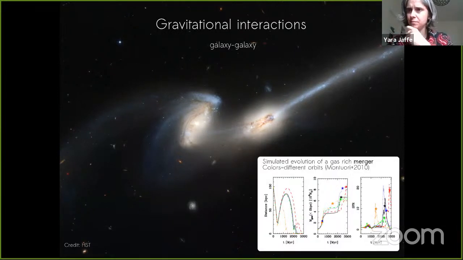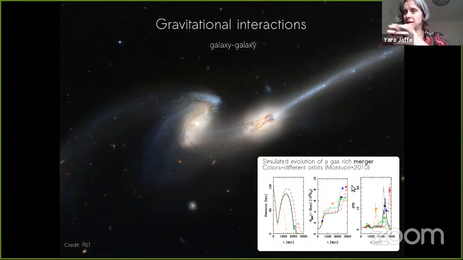Here, I'm showing just one of many examples in the literature of a simulation of the star formation history and the gas mass in the core of the galaxy for a gas-rich merger. The different colors of the lines correspond to different orbits of the merger, different impact parameters. And here you have the distance between the two galaxies as a function of time. So this is where they get the closest, and then they bounce back and forth until they end up merging. If you look at this plot, you see that the amount of gas that flows into the center of the galaxy grows over time.